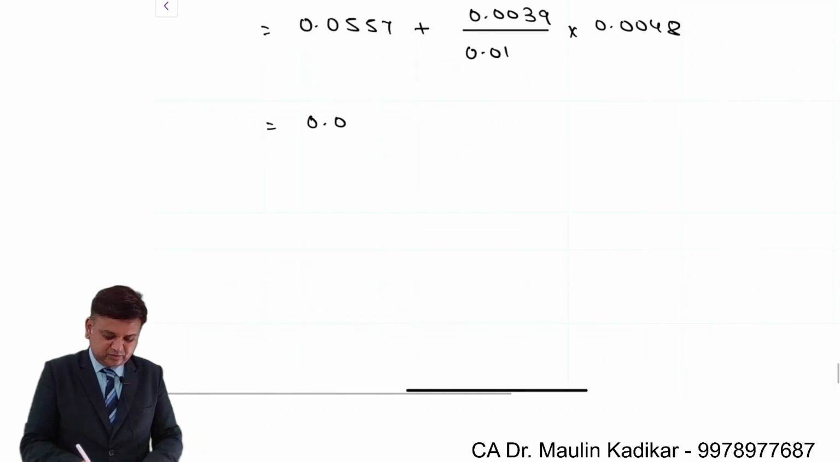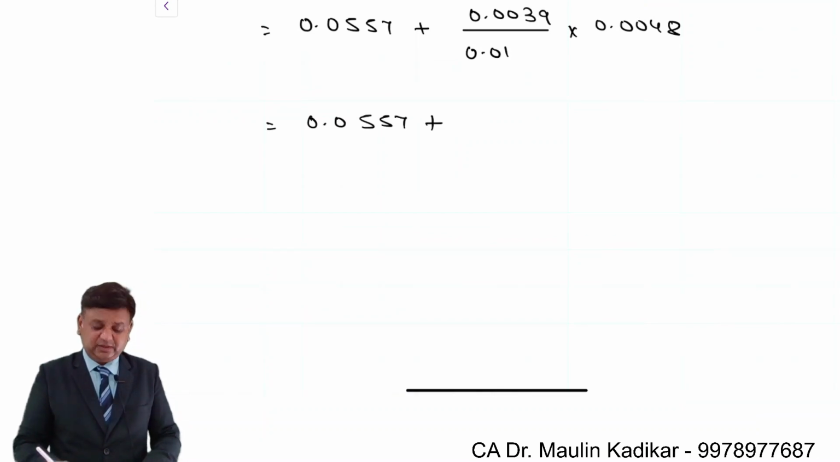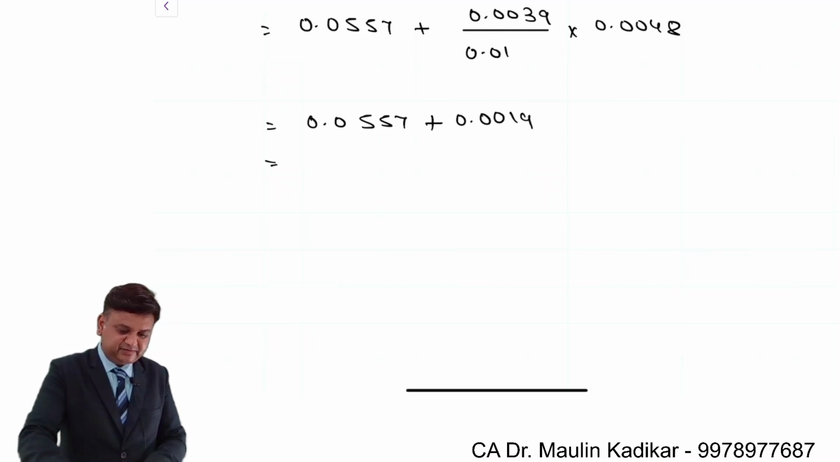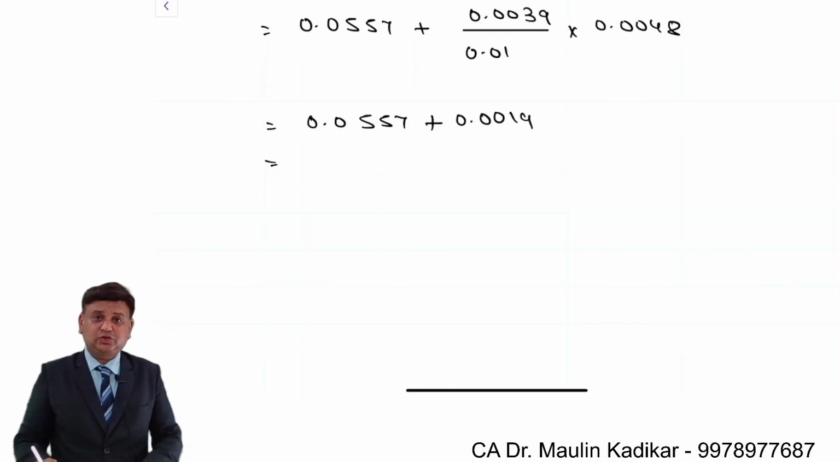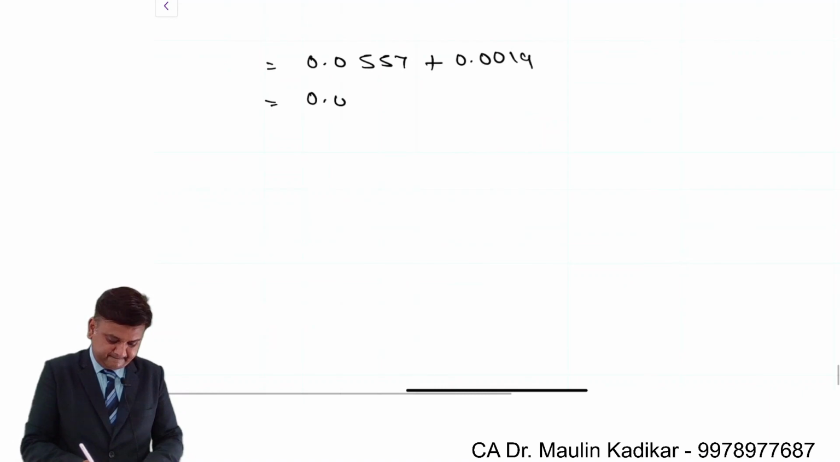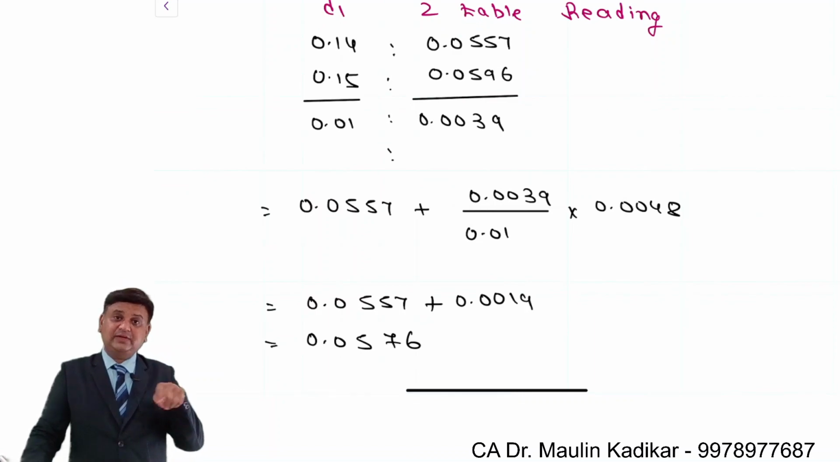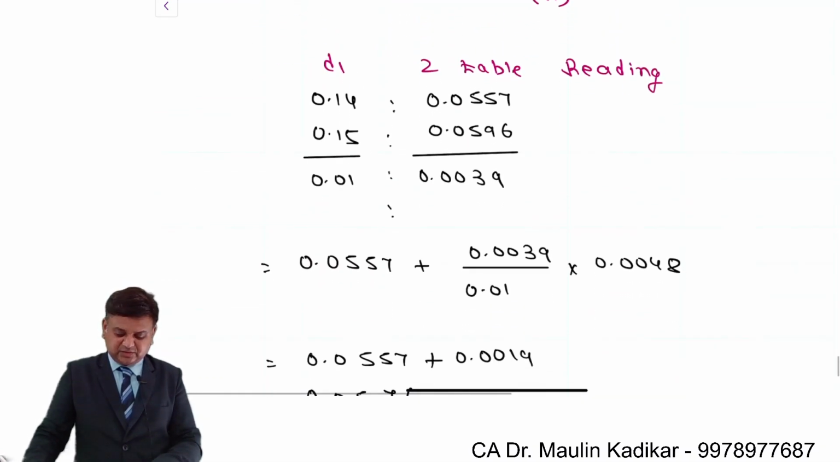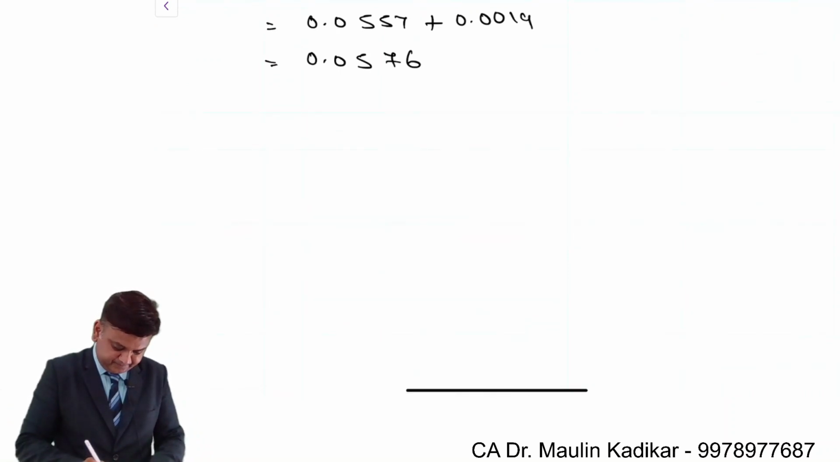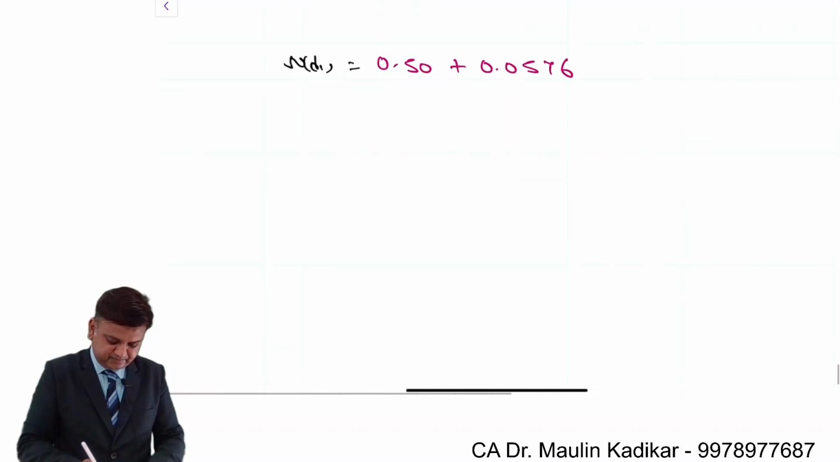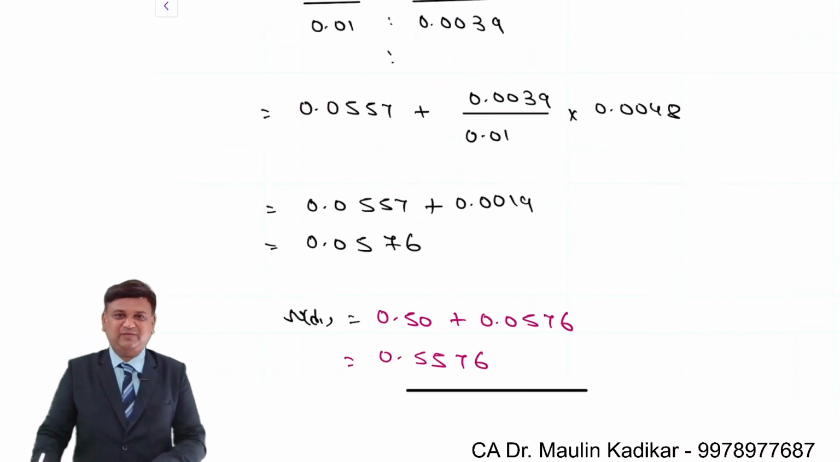So 0.0557 plus 0.0019, so 0.0576. This is the way we have the reading from the Z table of the D1 value. Since D1 is positive, ND1 will be 0.5 plus 0.0576, so 0.5576. That is the way the ND1 will be found.